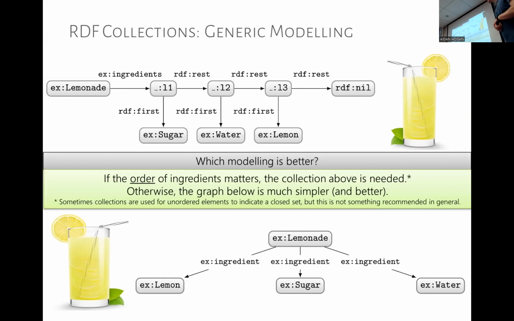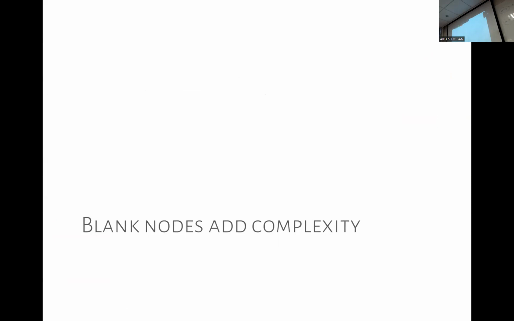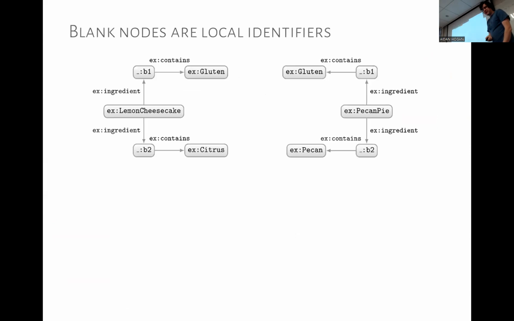Okay, and so if the order in ingredients matters, the collection above is necessary. But if we can avoid this sort of thing at all, it's better to go with this option here. Why is that? So we mentioned that it's more difficult to query, but aside from that, blank nodes add complexity. They add complexity to processing RDF graphs, and for this reason, they're maybe not super popular.